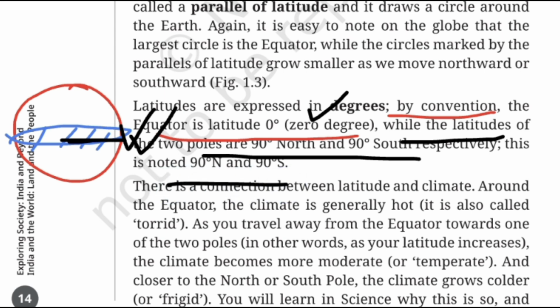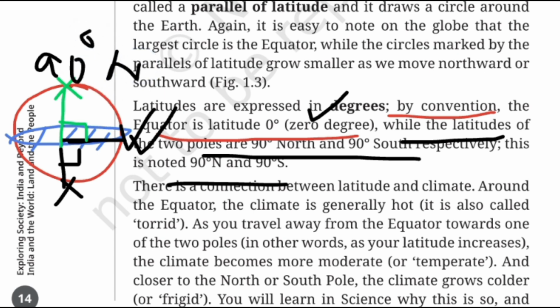Just assume this is the north pole. The angle it makes with the equator plane is 90 degrees, isn't it? Similarly, this is the south pole, and the angle it makes with the equator plane is also 90 degree. So this is 90 degree north, and similarly, this is 90 degree south. This much you understand, isn't it?